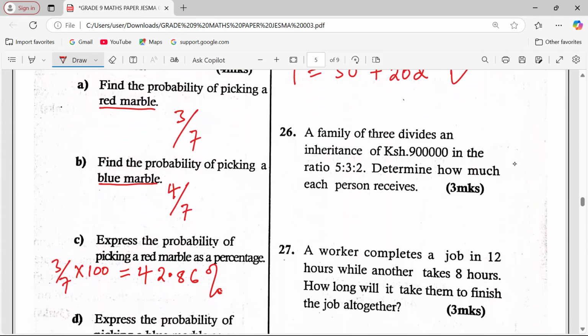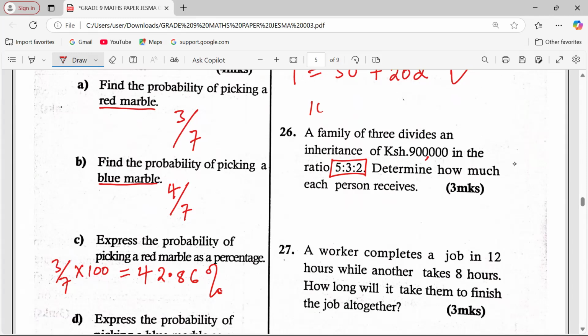A family of 3 divides an inheritance of 900,000 Kenya shillings in the ratio 5:3:2. Determine how much each person receives. So this can be solved in several ways. One, we can first check the total proportions whereby the family members are going to divide. It will be 5 plus 3 plus 2, and this is going to give us 10 proportions.